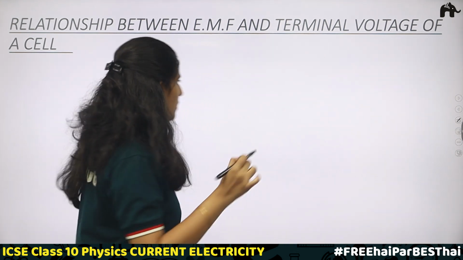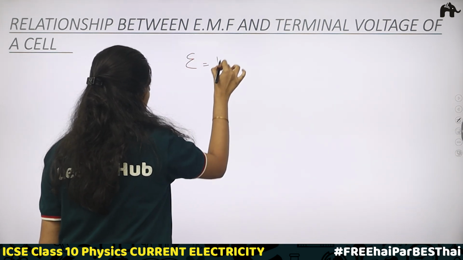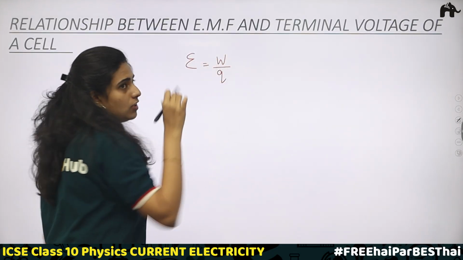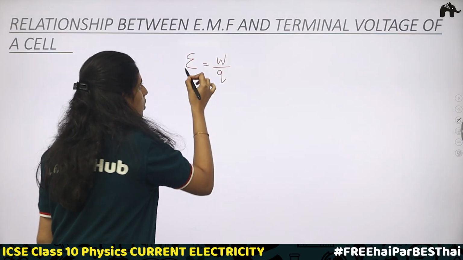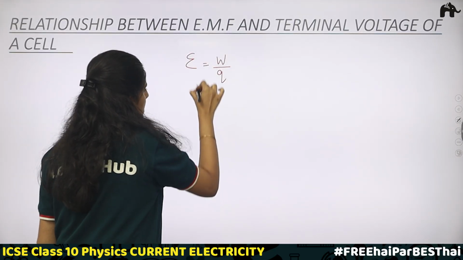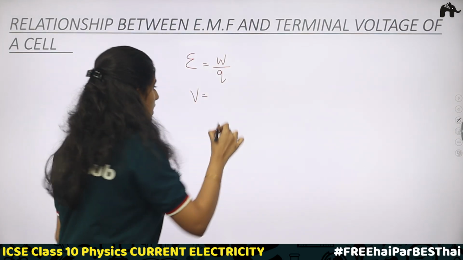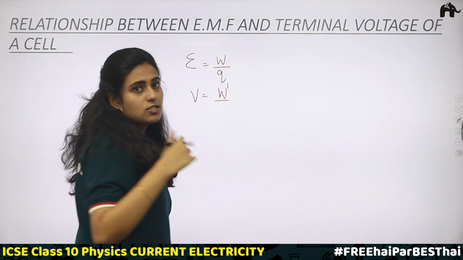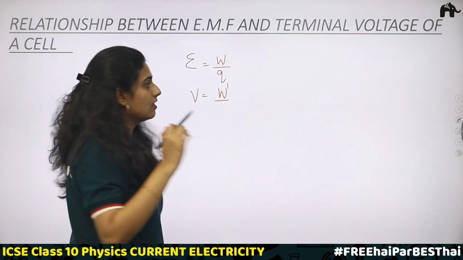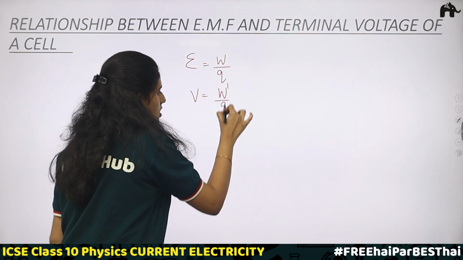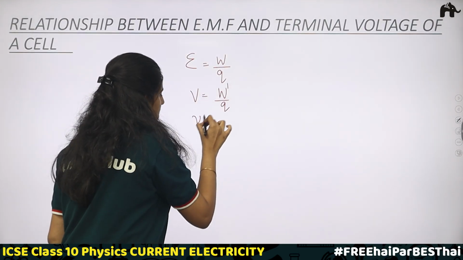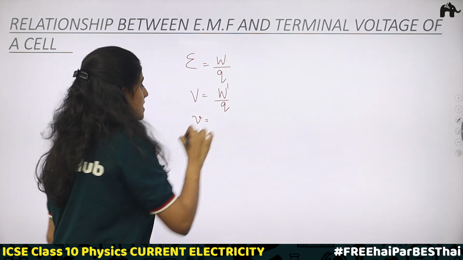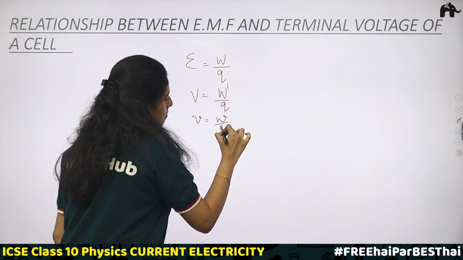Relationship between EMF and terminal voltage of a cell. We have studied that EMF is equal to work done divided by charge, where the work done is to move the charge through the entire circuit. Terminal voltage V is equal to the work done W dash across the terminals to move the charges, divided by the charge Q, a unit positive test charge. And the voltage drop small v is equal to the work done in moving the charges in the electrolyte divided by Q.